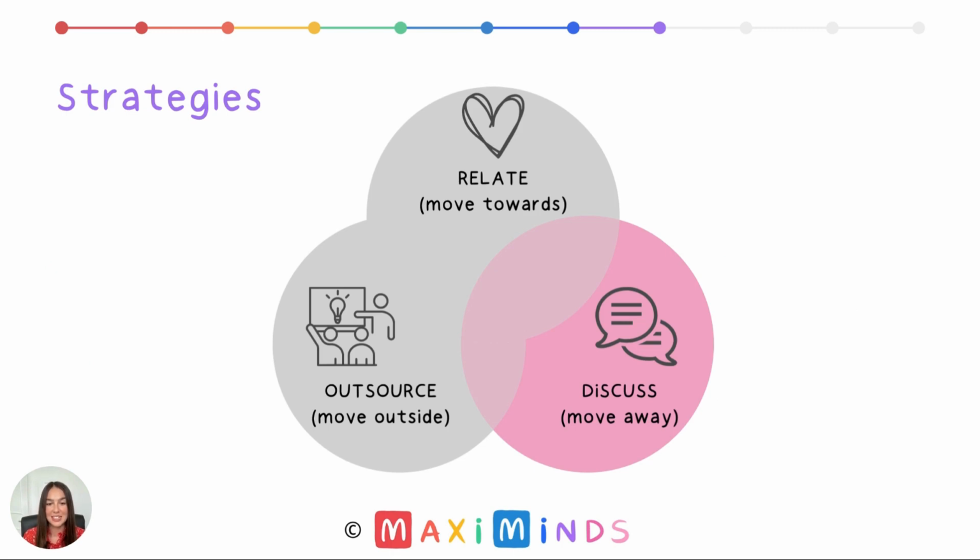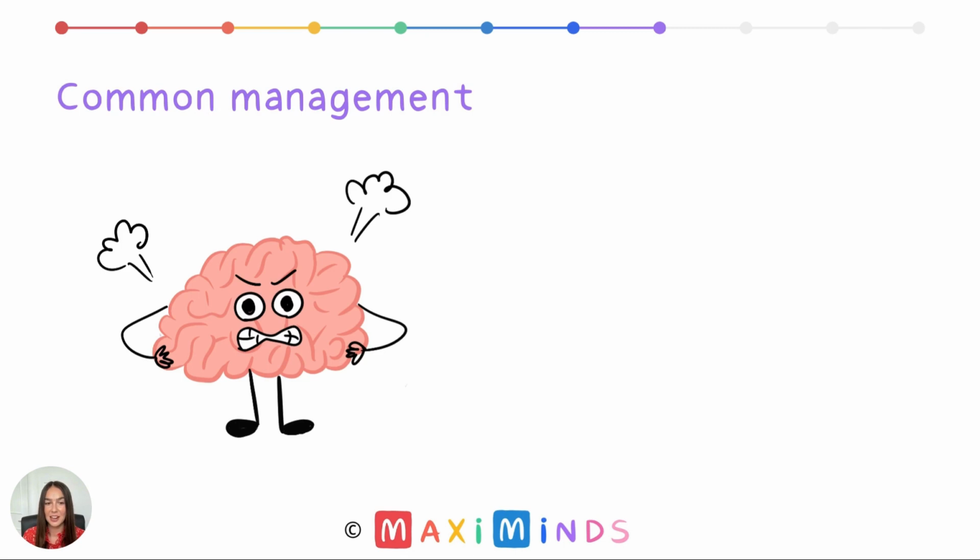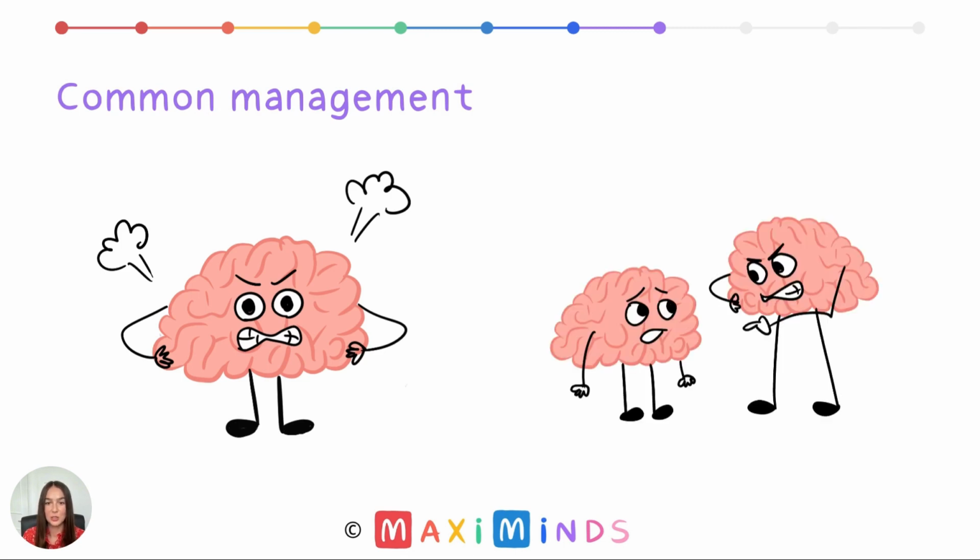Finally, is about discussing and moving away. And notice it's discuss, not, for instance, reprimand or discipline. Our common management style is maybe to feel a little bit like this, or wanting to do some of this, that anger and frustration and just thinking, why can't they just stop? Or, I'm so sick of this behaviour.